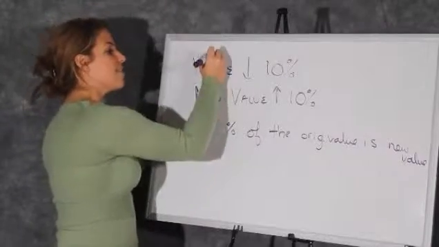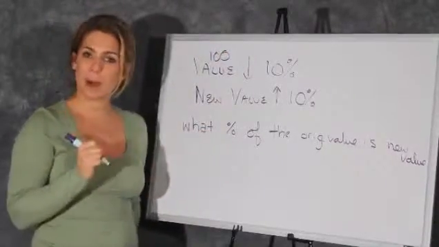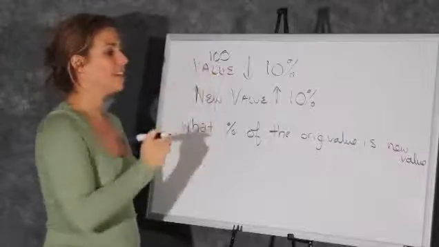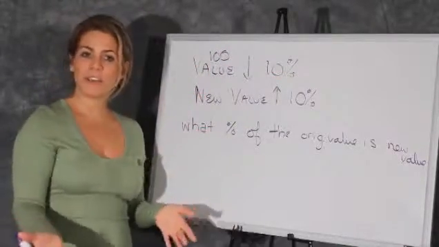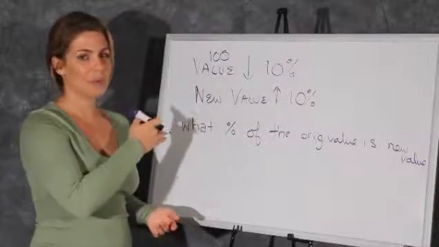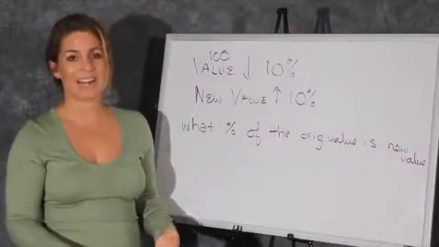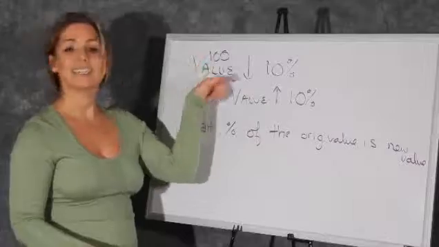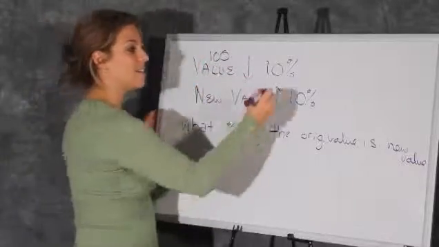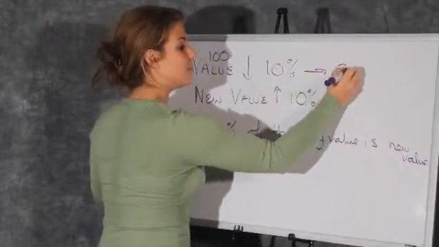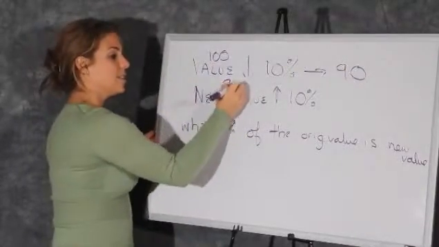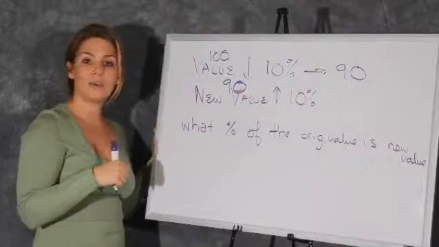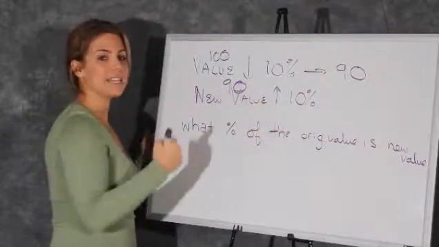So if we introduce 100 to the mix, it makes it nice and easy for us. So if we say that the value of the piece of property to start out with was 100, and then it decreased by 10%, well, 10% of 100 is just 10, which is why we like 100, because we can do things like that in our head. So 100 decreased by 10 gives us 90. So 90 represents our new value. Then it tells us that the new value, 90, is increased by 10%.